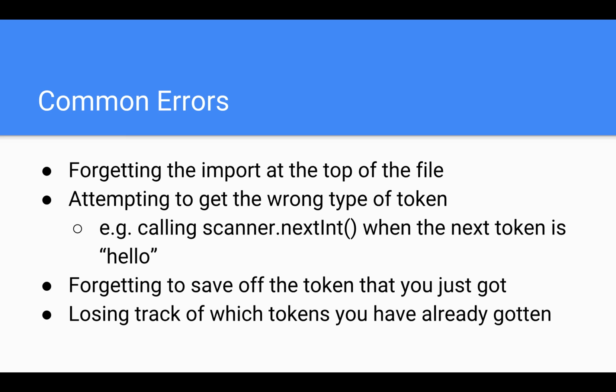Common errors. Forgetting the import at the top of the file. Attempting to get the wrong type of token, for example, calling scanner.nextInt when the next token is "hello". So the next token is a string, but we tried to get an integer instead. Forgetting to save out the token that you just got. So if you call scanner.nextInt and you don't save it into an integer, it's like you're losing it completely. And then losing track of which tokens you have already gotten. If you lose track of the tokens that you've already gotten, it's hard to actually use your scanner effectively.